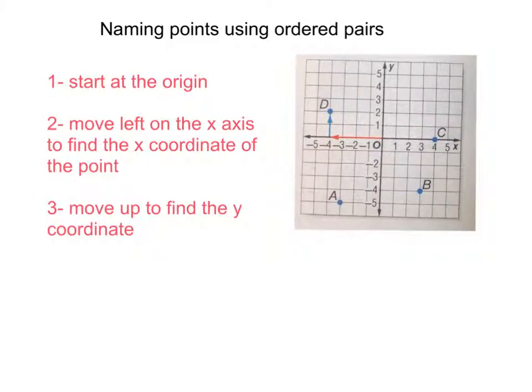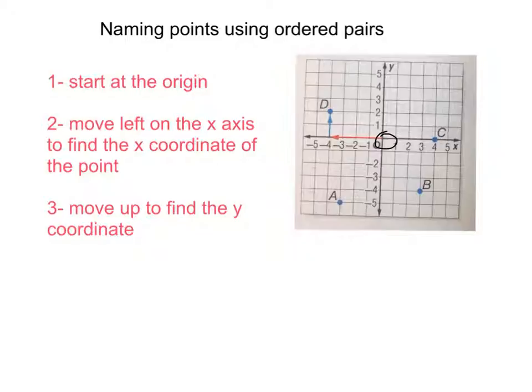When we are naming ordered pairs, or giving the points, just as you saw in the previous slide, you start with the origin, which is in the center. You move left or right on the axis to find the x-coordinate. So you want to find where that point intersects the x-axis, and then you move up or down to find where it intersects the y-axis.